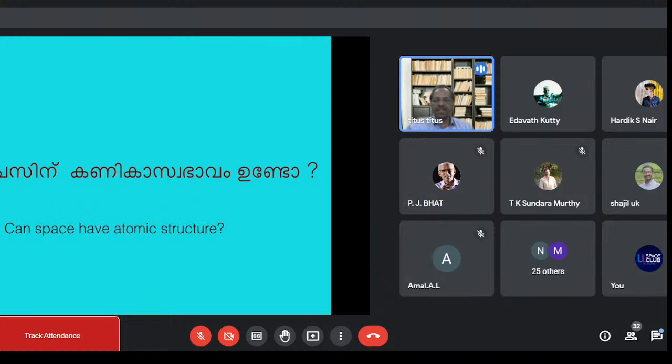Or in other words, only those bodies that have the capacity to carry heat can have an atomic structure. So when you are asking whether space has an atomic structure, it indicates that space may have the capacity for carrying heat. Or in a more general sense, you can say that space is hot.